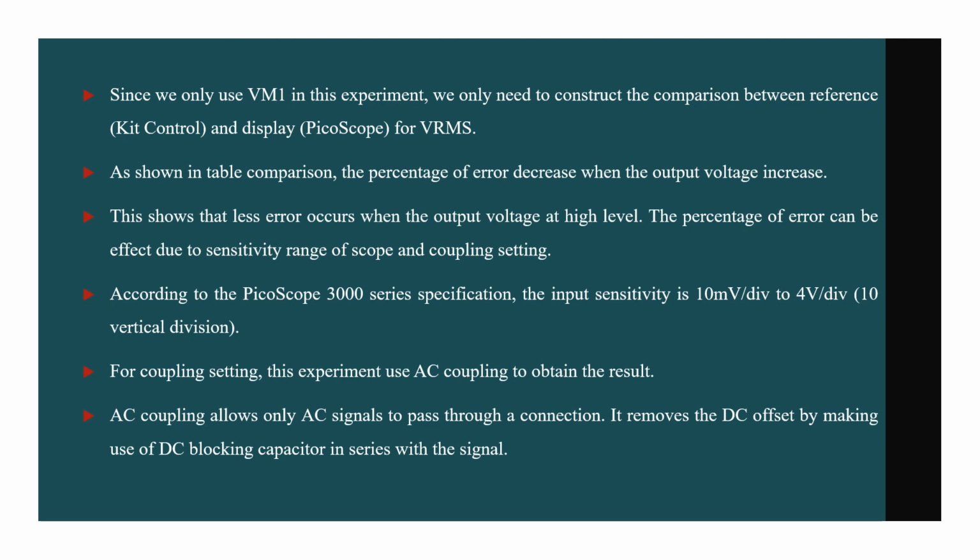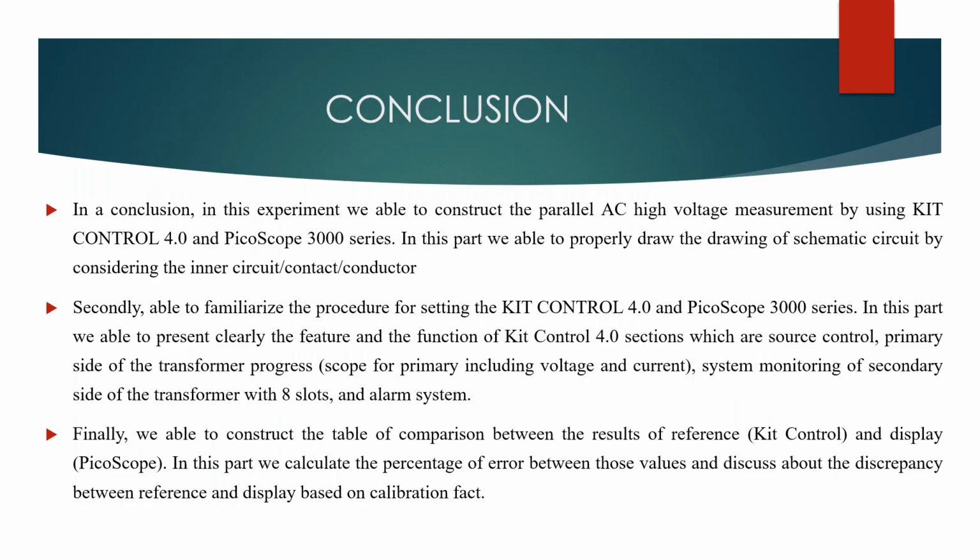According to the PicoScope 3000 series specification, the input sensitivity is 10 mV per division to 4 volt per division, 10 vertical divisions. For the coupling setting, this experiment used AC coupling to obtain the result. AC coupling only allows AC signal to pass through a connection. It removes the DC offset by making use of a DC blocking capacitor in series with the signal.